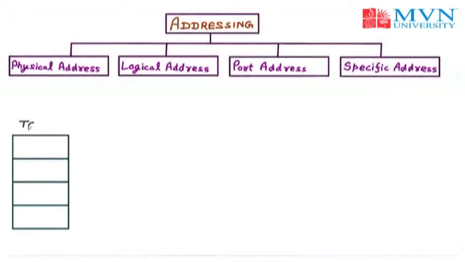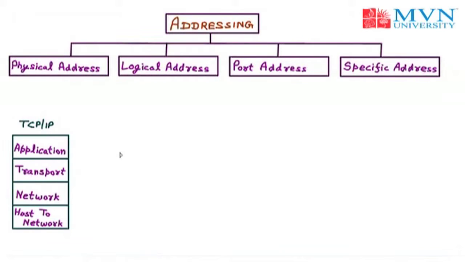So let's talk about the TCP/IP model. In the TCP/IP model, we have four layers. The first layer is the application layer. Next we have the transport layer. Next we have the network layer, which is also called the internet layer. And lastly we have the host network layer. So for each layer we have a specific set of addresses.